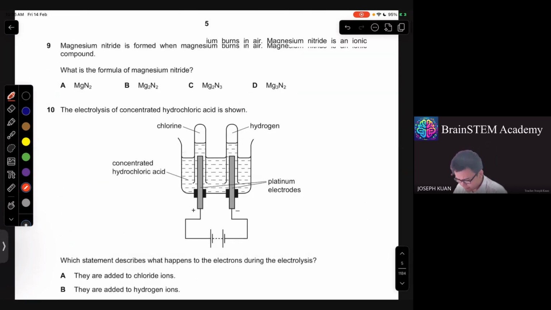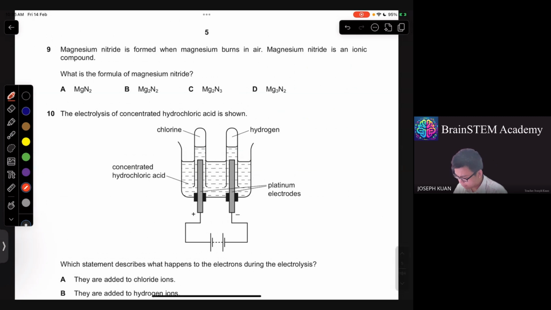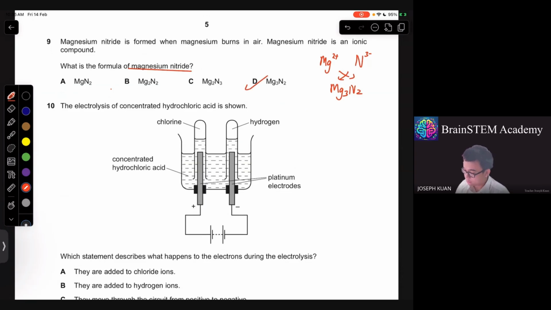Question 9. Magnesium nitride is formed when magnesium burns in air. Magnesium nitride is an ionic compound. What is the formula for magnesium nitride? Magnesium is group 2, which forms a +2 ion. Nitrogen is group 5, which forms a -3 ion. So you swap and simplify this formula, you get Mg3N2. So the answer is D for donkey.